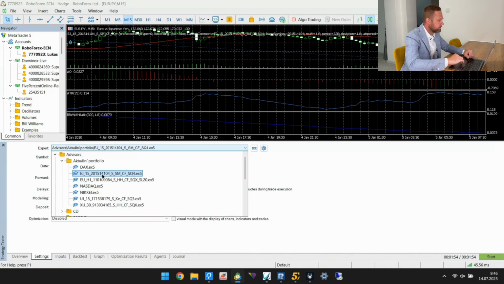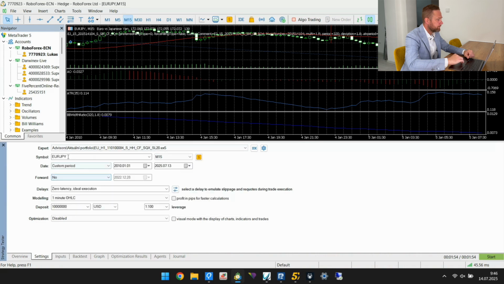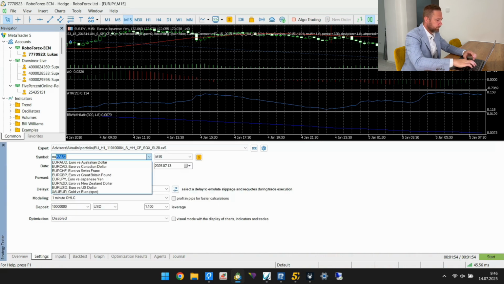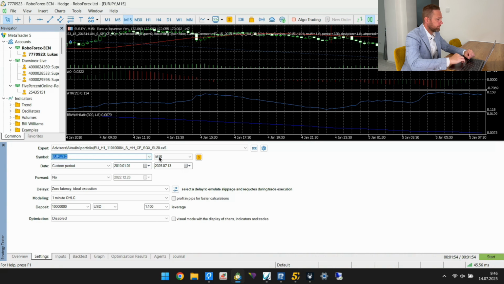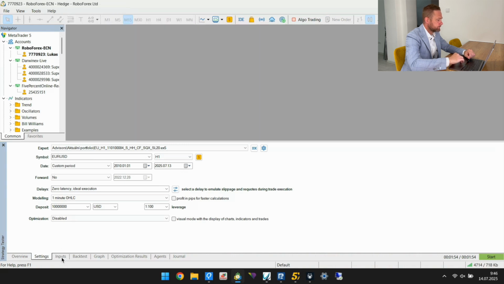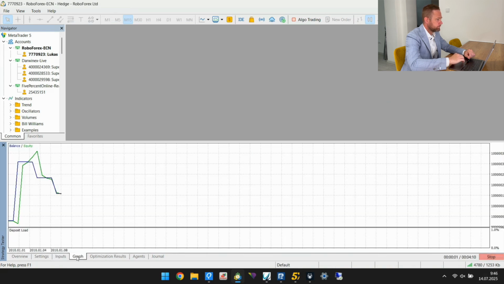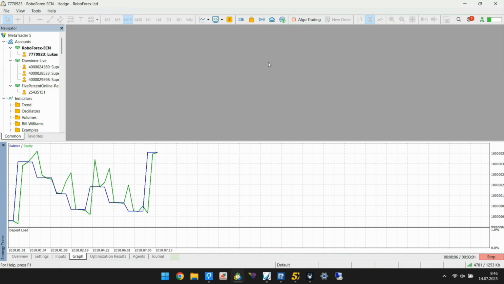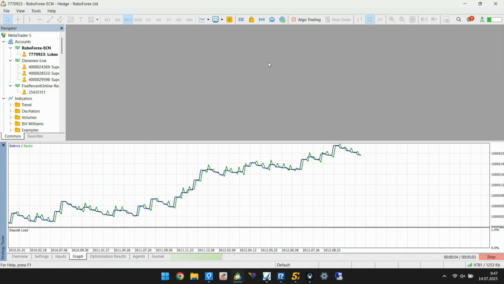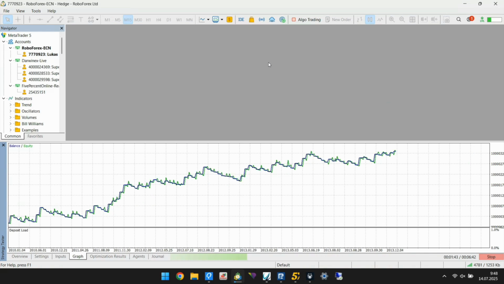Let's move on. We'll try the algorithm for the euro-dollar. On the hourly time frame, I will again select dates from 2010 to the present. So the test is complete, and when I look at the test statistics, I have a profit factor of a total of 1.78. A total of 385 trades were executed.